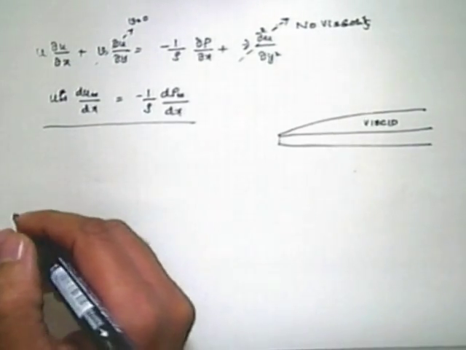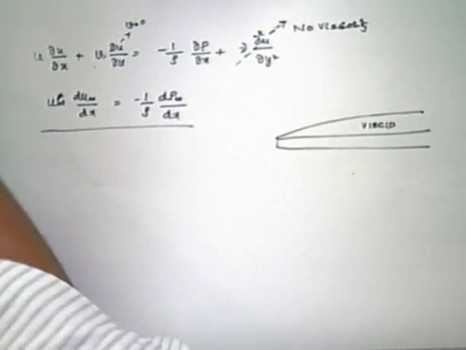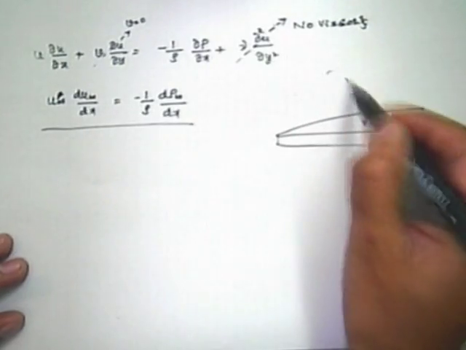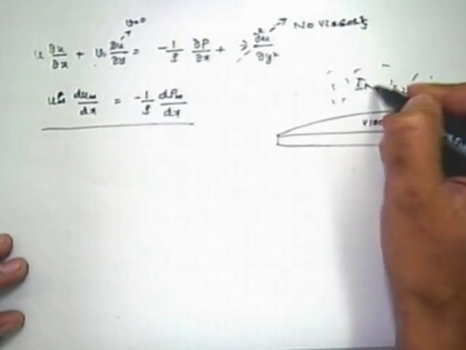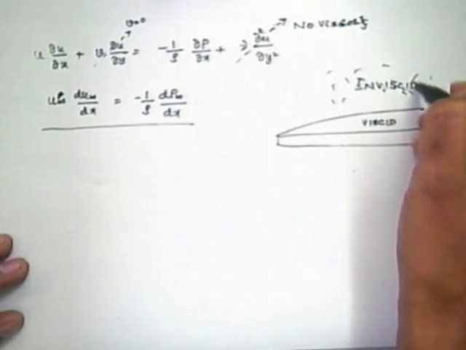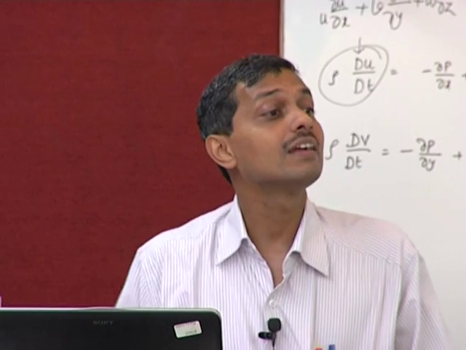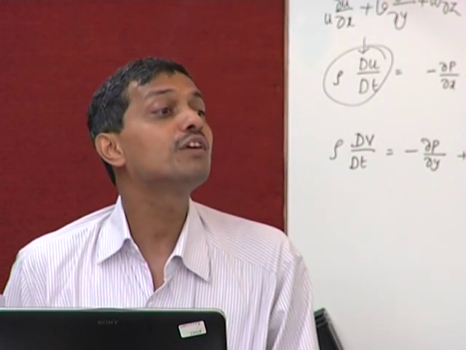Why am I calling it the viscid portion? Because that is where the viscosity is important. I cannot neglect viscous forces. But all this other portion is the inviscid portion. I can get away without taking viscosity. So if I solve the inviscid equations, I am going to get my u infinity variation.